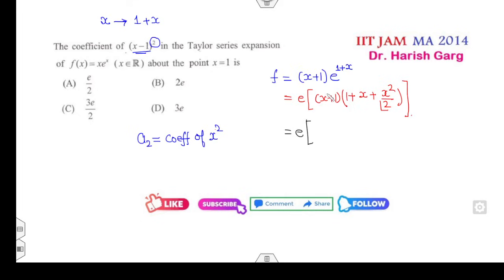So what will come? With this x, when will x square form? When you multiply with the x, the coefficient is 1. With this 1 comes 1 by 2 factorial. Answer is 3 over 2 e. That is option C, the right answer of the problem. You only need to write these 2 or 3 lines.